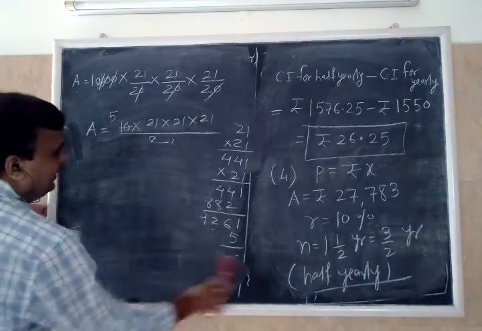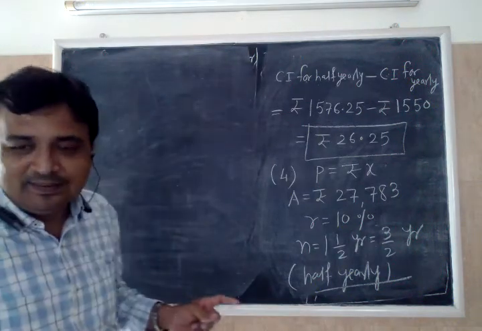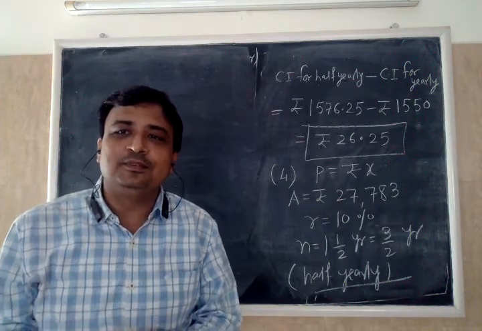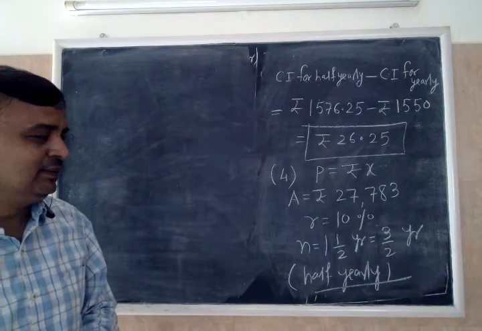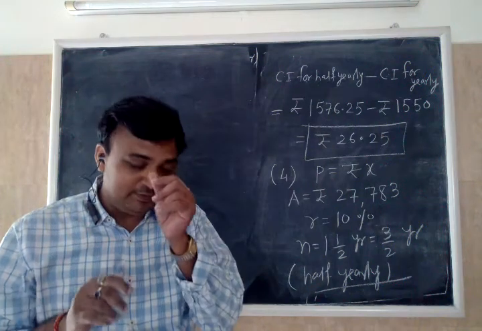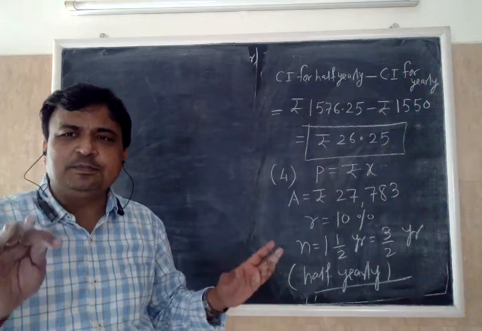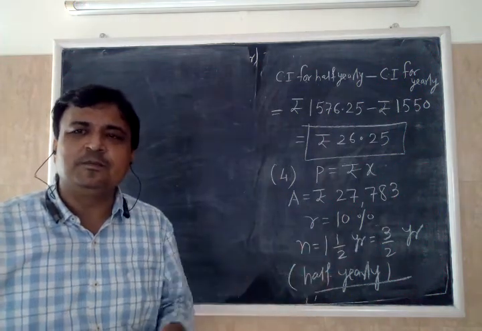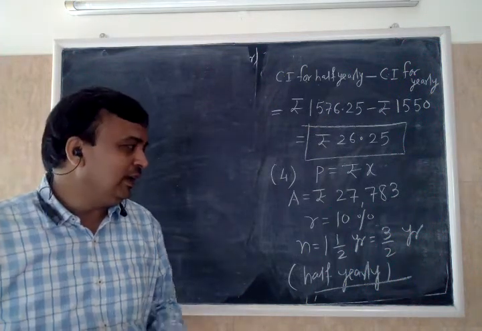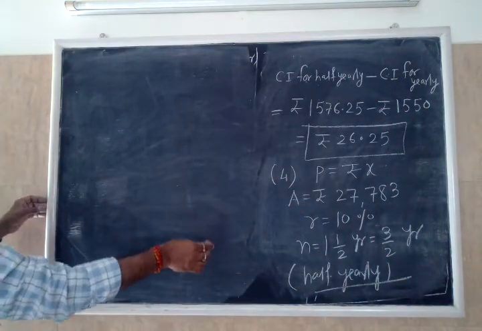Suppose it is given yearly, then which type? Type 1 or type 2? No, type 1 or type 3. It is half yearly given, so directly it is type 2. But suppose in the question it is given yearly, then type 3, yearly but mixed. You will take 1 plus half the rate. So use this, as it is given half yearly.